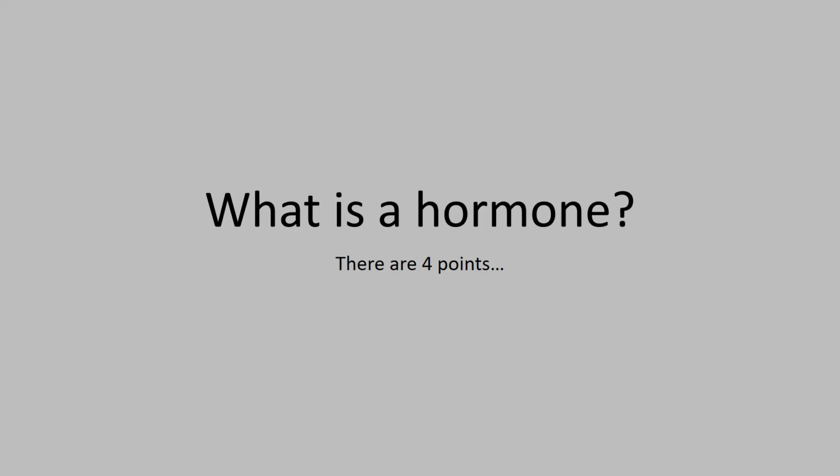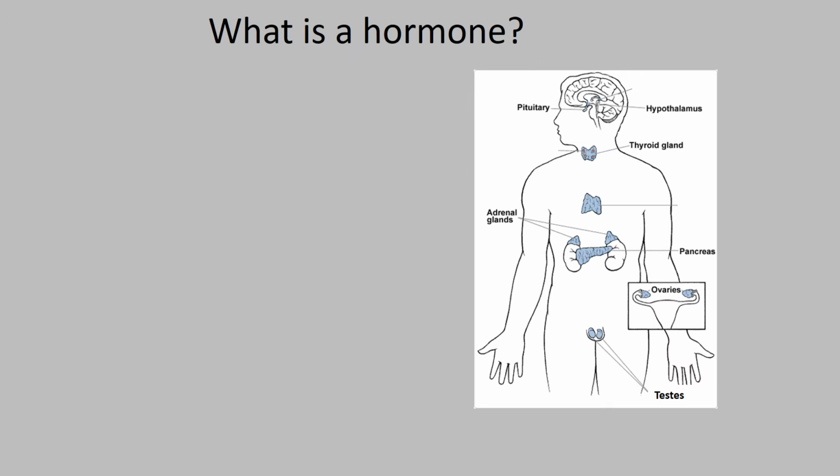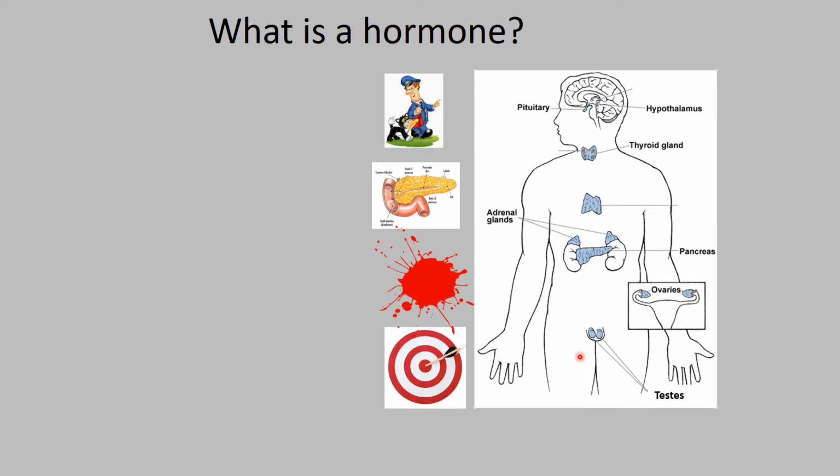First question, you need to be able to define this from last lesson: what is a hormone? There are 4 key points. So just to give you a little bit of help, here we can see the endocrine system. We've got pituitary, hypothalamus, thyroid, the adrenal, the pancreas, the ovaries, and the testes, all of the endocrine glands that you need to know. And these 4 images represent the 4 points that we'd be looking for with our hormone definition.